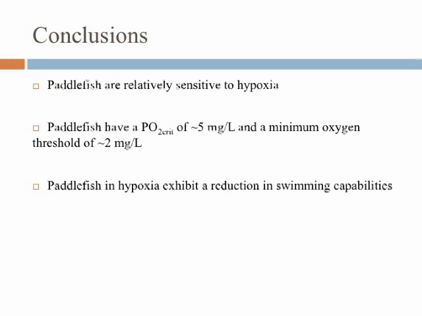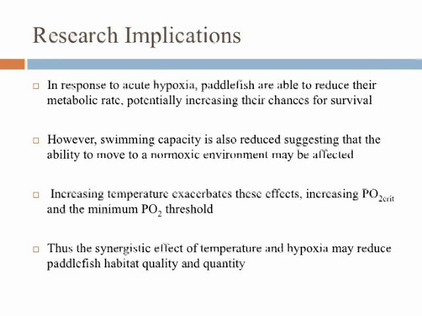So basically, in conclusion, we found that paddlefish are relatively sensitive to hypoxia. They have a critical PO2 of around 5 milligrams per liter and a minimum oxygen threshold of about 2 milligrams per liter. Paddlefish in hypoxia exhibit a reduction in swimming capabilities. What this means is paddlefish are able to reduce their metabolic rate, thus potentially increasing their chances of surviving in a hypoxic situation. However, as we saw, the swimming capacity is highly reduced, suggesting that the ability of the fish to escape a hypoxic situation is highly reduced.